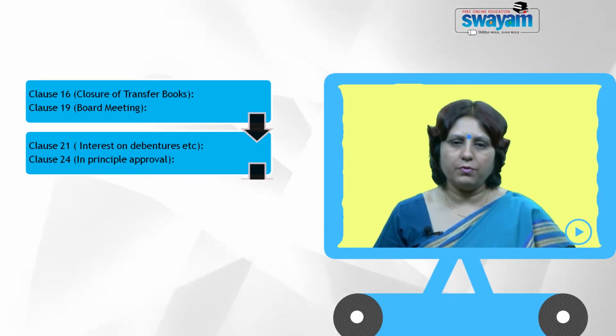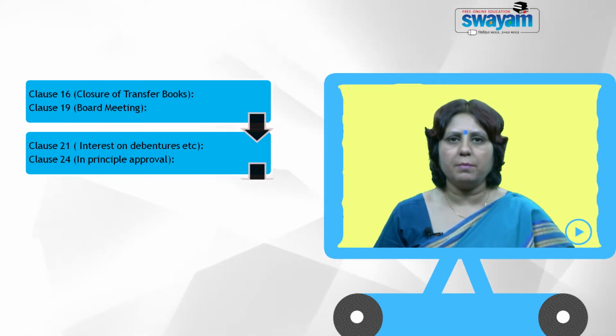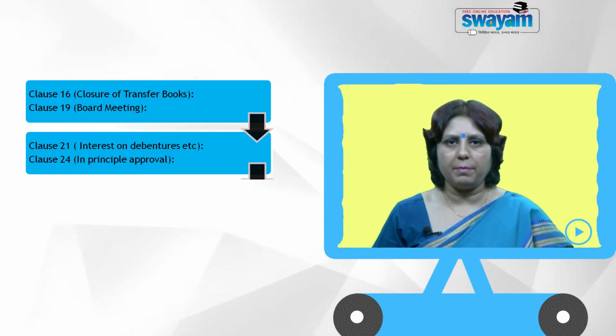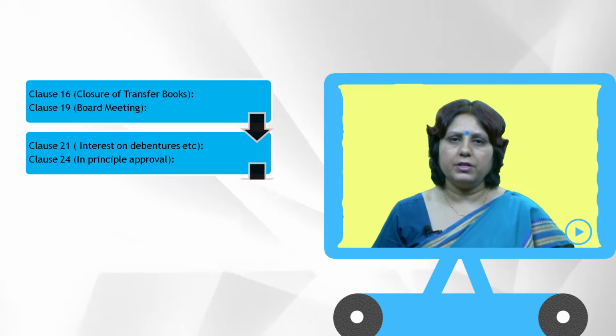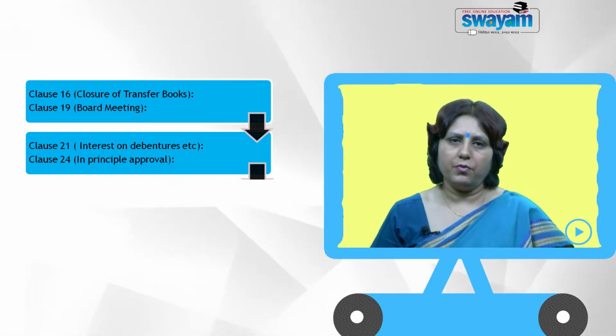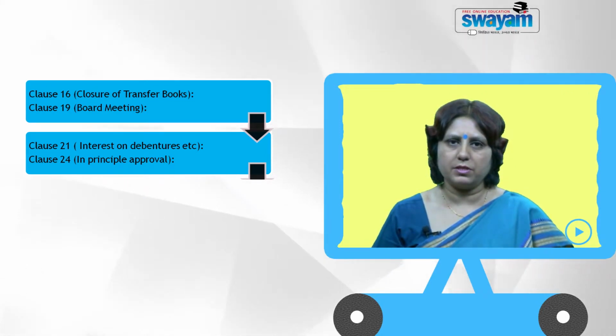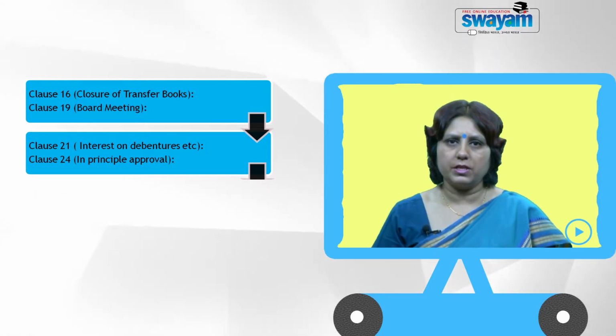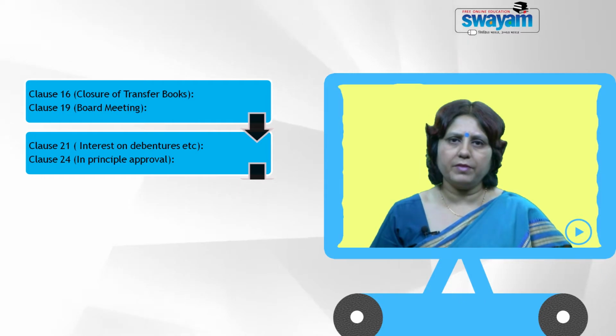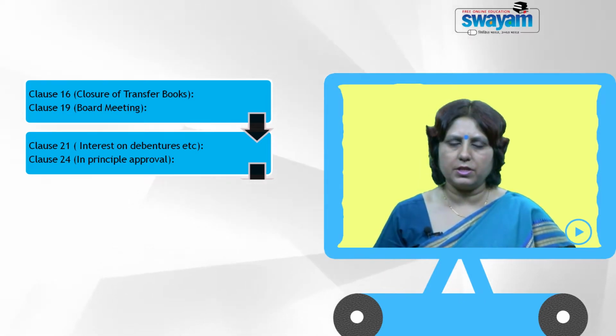Under clause 24, in principle approval has to be taken from the stock exchange. So, if a company is going for a further issue of capital, it has to inform the stock exchange, and it should give total fair, true and adequate disclosures in the prospectus document, and this information should be given to the stock exchange also.